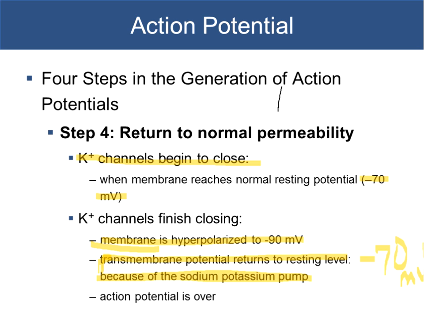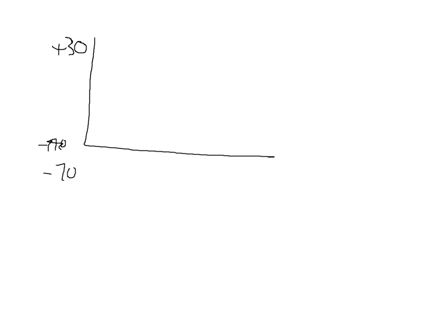So if I were to draw this graph again, here's -70, here's +30, and you all should be very familiar with this graph, and you should be able to replicate it. So let's put this -70 a little lower. We're at -70, we generate an action potential, sodium ion channels open up, sodium ions come in, we get to +30, we need to repolarize, sodium ion channels close, potassium ion channels open up, kick out potassium, kick out potassium, kick out potassium.